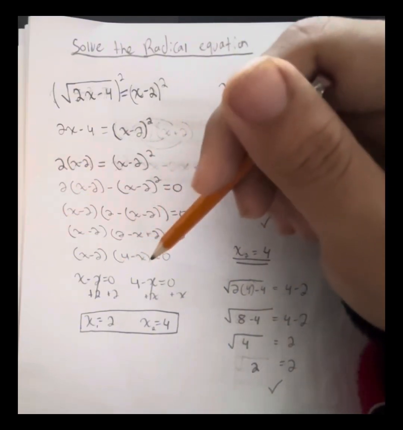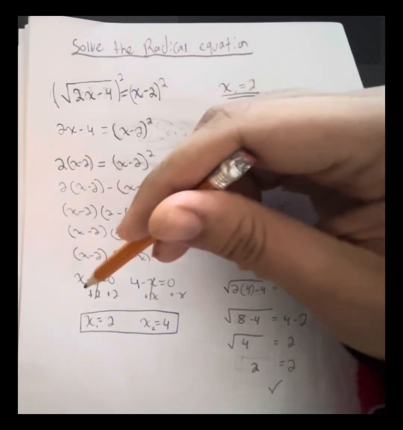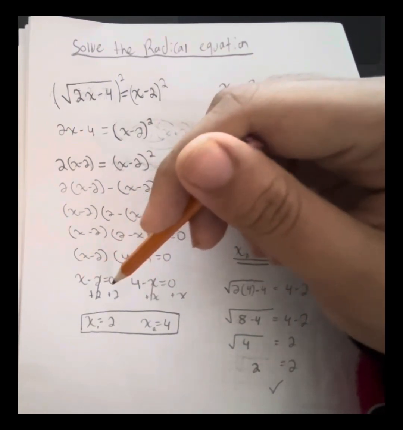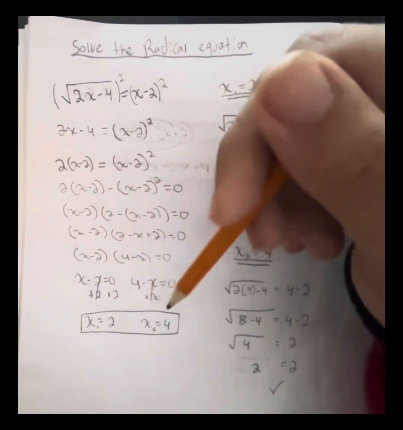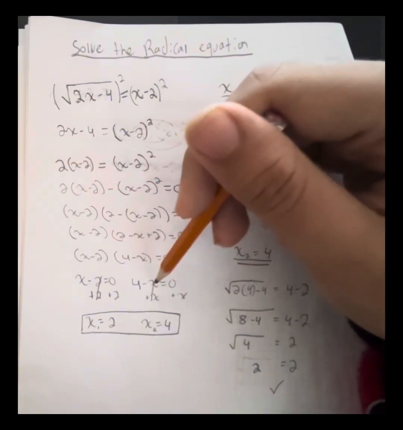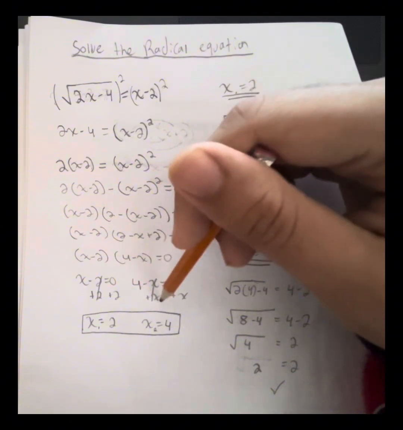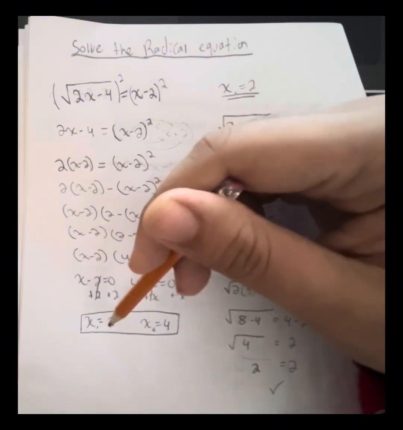So to get the solutions, the x-intercepts, we have to set them equal to 0. So x minus 2 equal to 0, we have positive 2, and 4 minus x equal to 0. We subtract 1x, so we have 4 and 2.